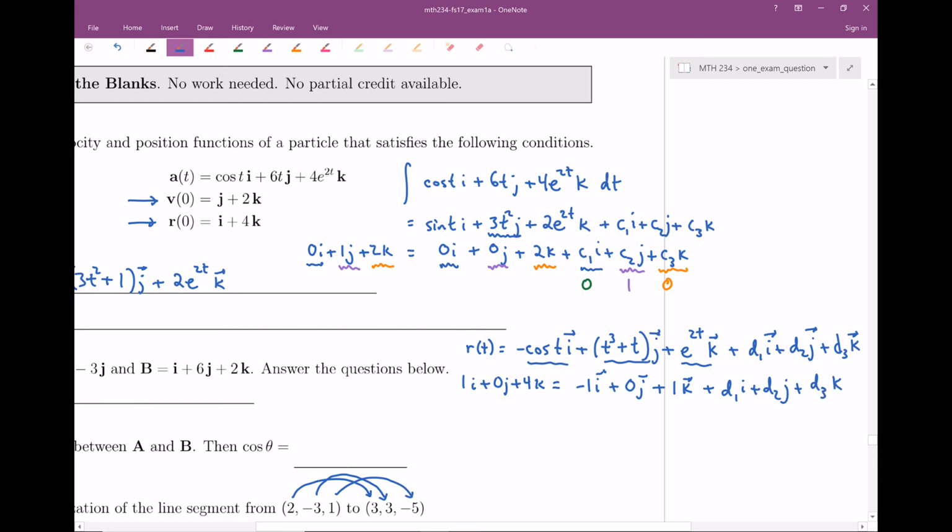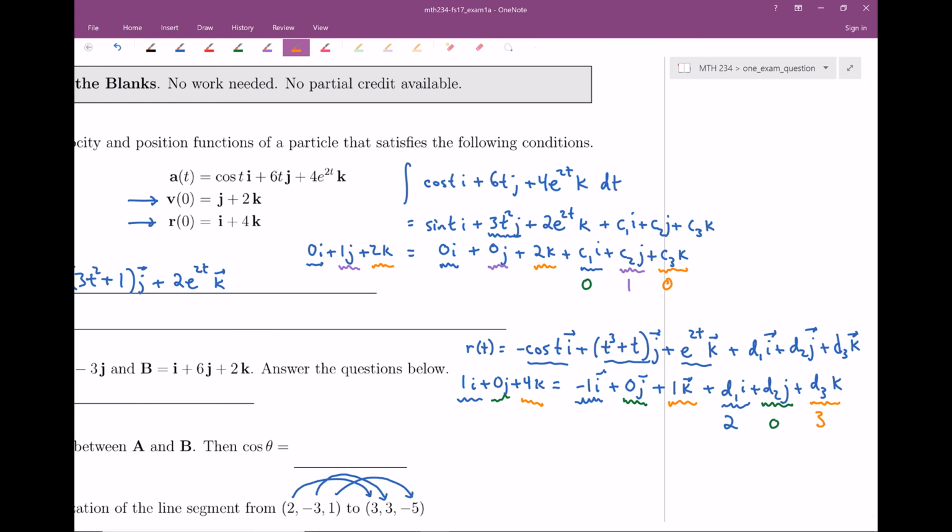Okay, so let's go ahead and again put together all of our i's. So I have negative 1i plus d1 i should be 1. So what plus negative 1 equals 1? Well, I hope that's 2. Next up, if I group together all my j's, so 0j plus d2 j should equal 0j. So what plus 0 equals 0? That should be 0. And then finally, for my third one, k's: 1k plus how many k's should equal 4k's? So I think in this case we're going to have 3. All right, so now I have my constant vector.